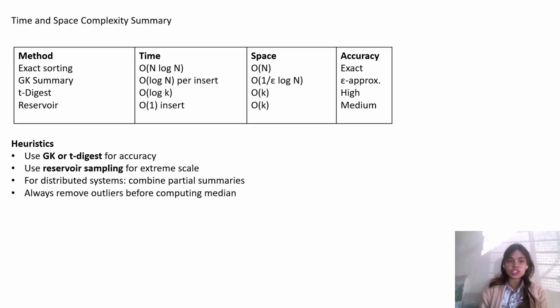Heuristics: use GK or T-digest for accuracy. Use reservoir sampling for extreme scale. For a distributed system, combine partial summaries. Always remove outliers before computing the median.